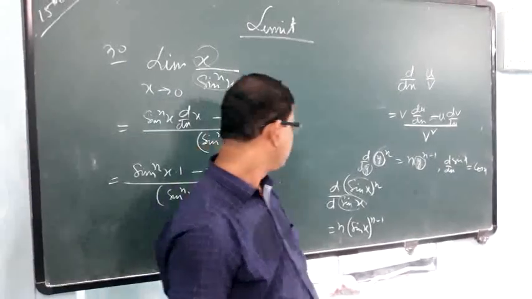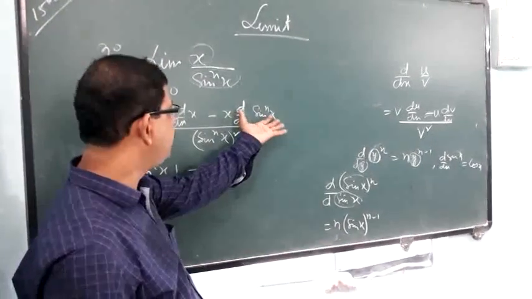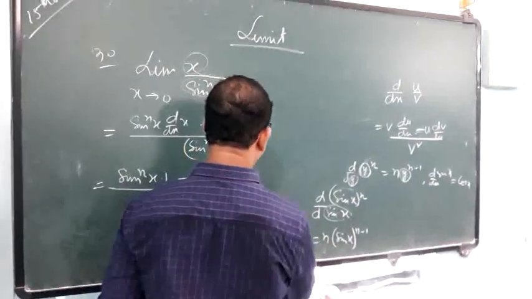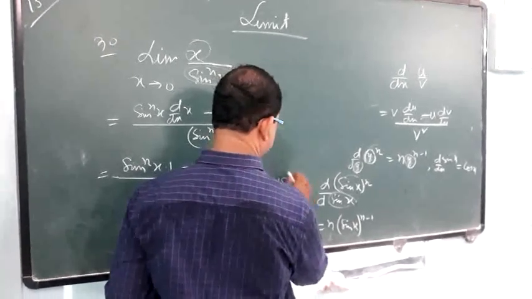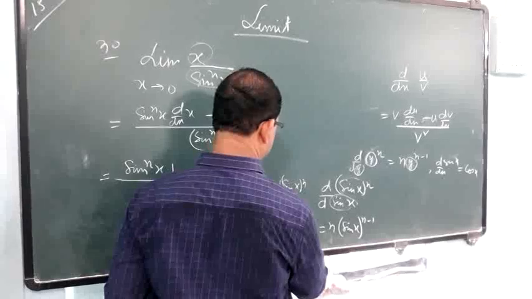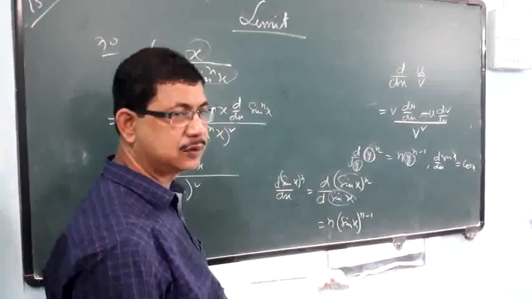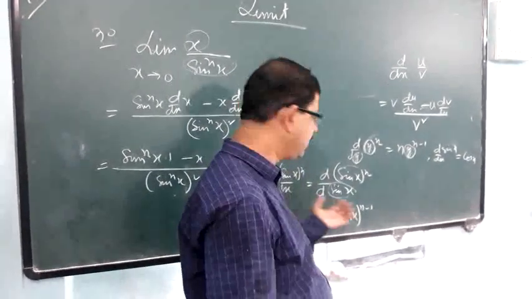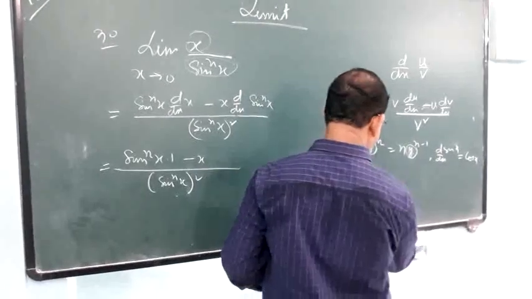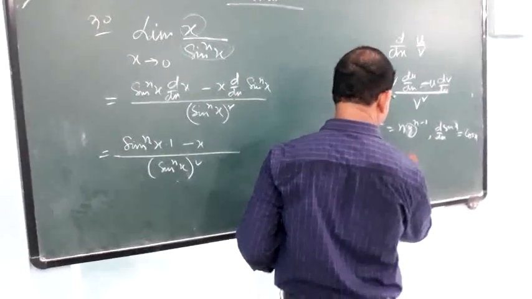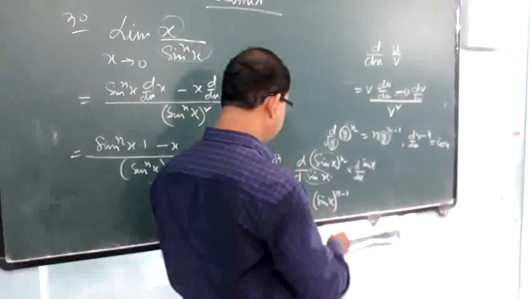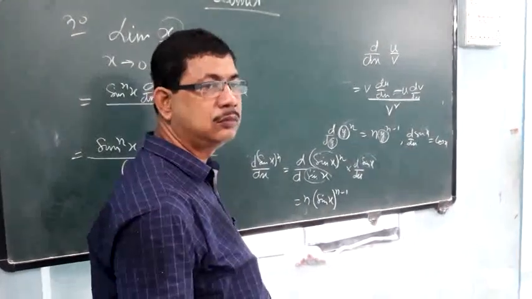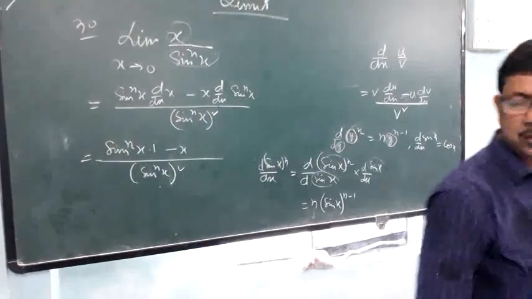Is it clear? But we need the derivative of sin to the power n x with respect to x. So this should not be equal to that, because instead of writing dx, I have written this one. So to neutralize this one, we have to write d sin x with respect to x. Just think that this one and that one will cancel and we can get this one. You try to understand this one.